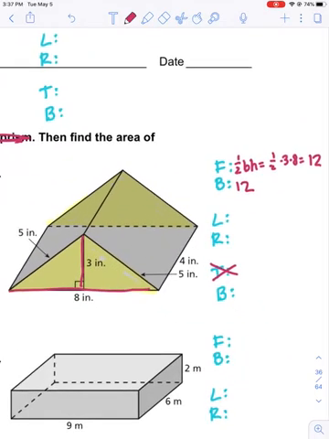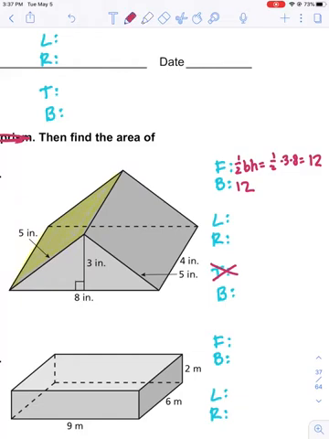I did forget to mention this, but you guys can skip the instruction that says to start by drawing a 2D representation. They're asking you to draw the net, and I forgot to mention that I don't need you to do that. We're just going to do the work normally. All right, so there's the front and the back.